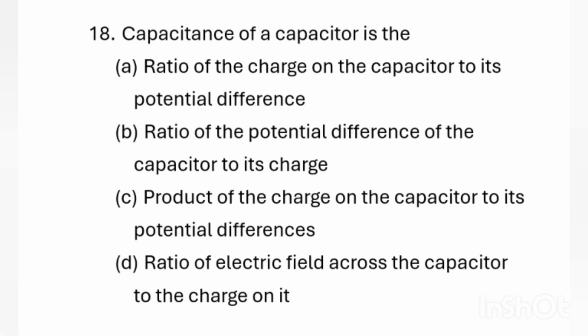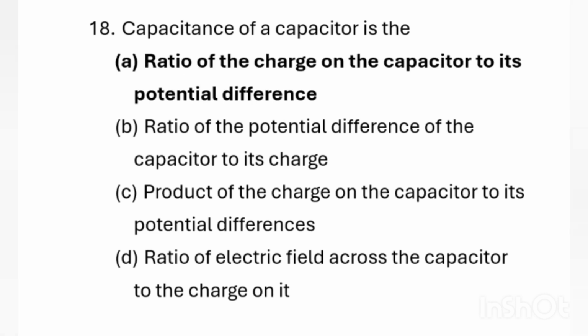Question number 18. Capacitance of a capacitor is the option A, ratio of charge on the capacitor to its potential difference. Option B, ratio of the potential difference of the capacitor to its charge. Option C, product of the charge on the capacitor to its potential differences. Option D, ratio of electrical field across the capacitor to the charge on it. Here the correct answer is option A, ratio of the charge on the capacitor to its potential difference.